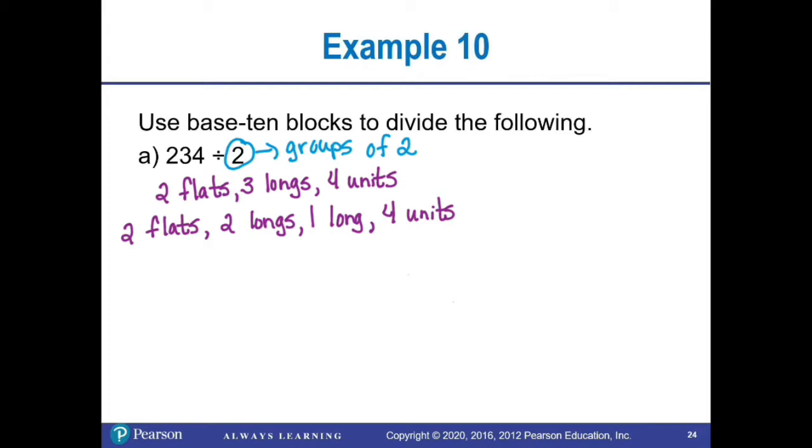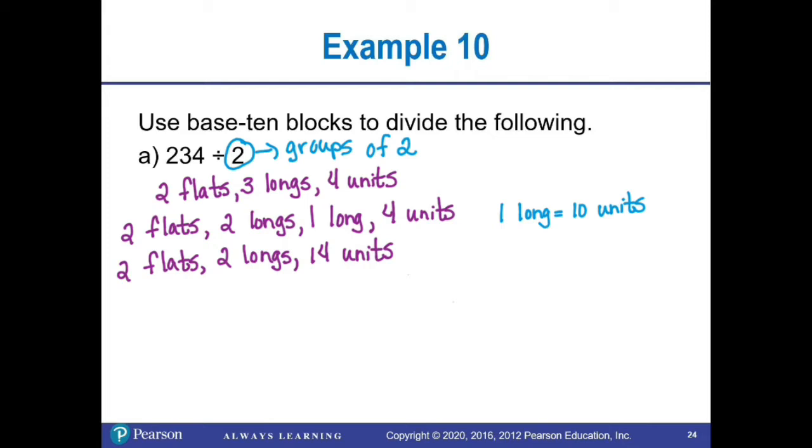Now I know it seems weird right now because we haven't quite put all the longs in groups of 2 yet. We have 2 longs, that's a group of 2. We have that 1 long that's by himself. We'll get to him in just a minute. So bring down your 2 flats and your 2 longs. Remember that 1 long is the same thing as 10 units. Now since that 1 long is by himself, he's not part of a group of 2, we're going to exchange this 1 long for 10 units. So that's going to give us a total of 14 units.